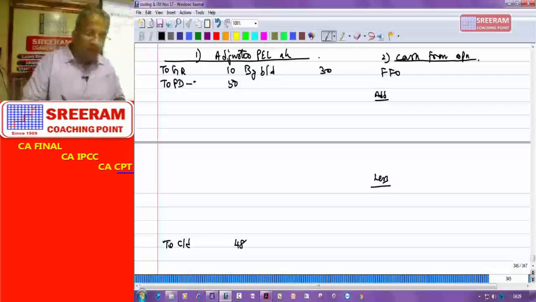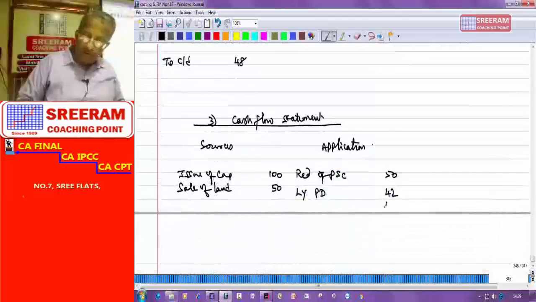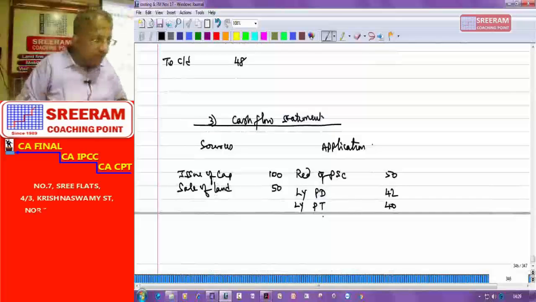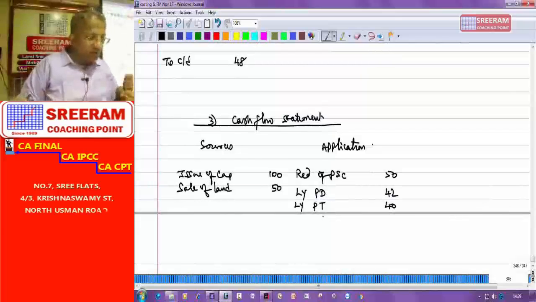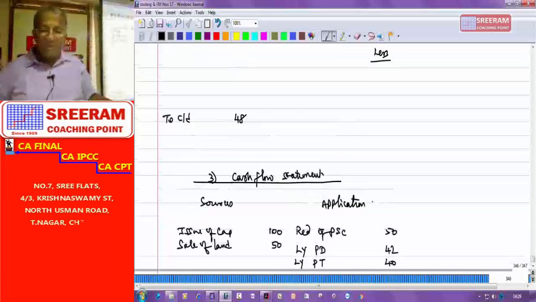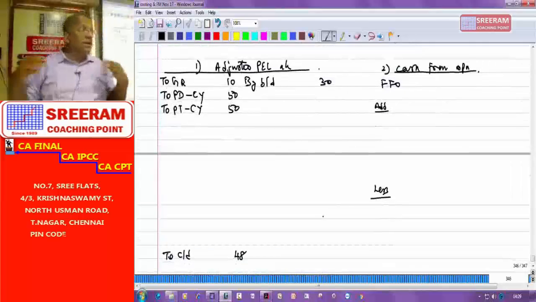Same is the case for provision for taxation. Provision for taxation current year 50, last year 40. Last year provision for taxation. Okay. Then after proposed dividend, sundry creditors, bills payable, liabilities for expenses will come in cash from operation, add and less we have got to take up. So what has happened for sundry creditors? Sundry creditors had gone up.